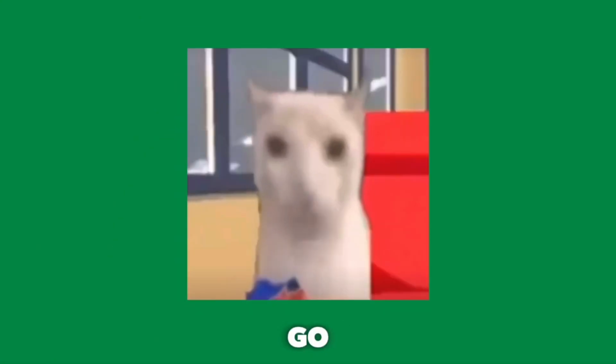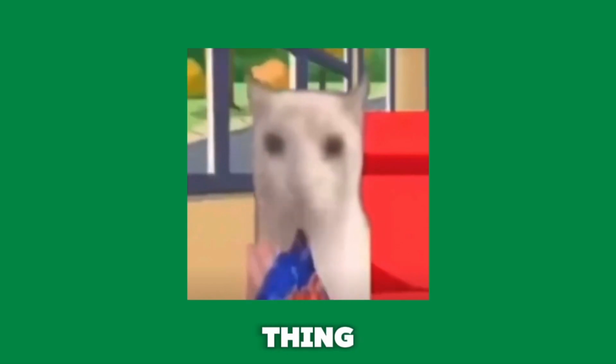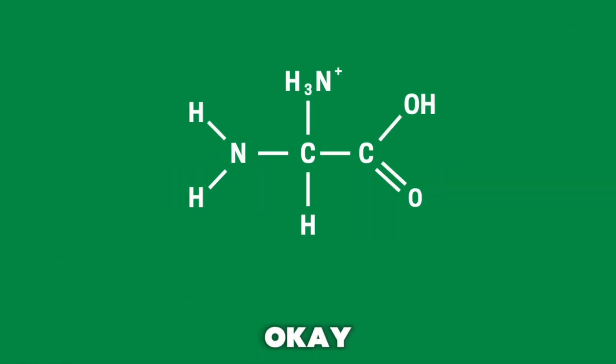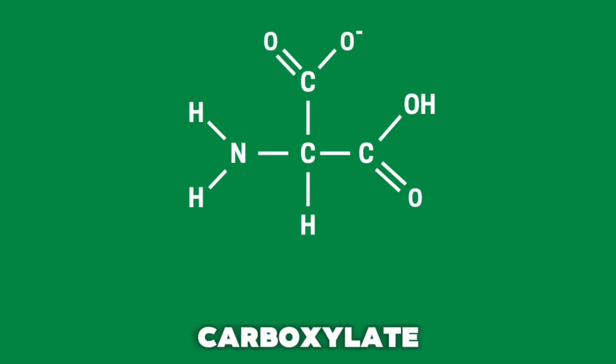Now here we've got the second type of bonding which can happen, which is an ionic bond, okay? So let's say we take an amine, okay? An amine in place of an R group, and this amine is positively charged. And let's say we take a carboxylate group, okay?